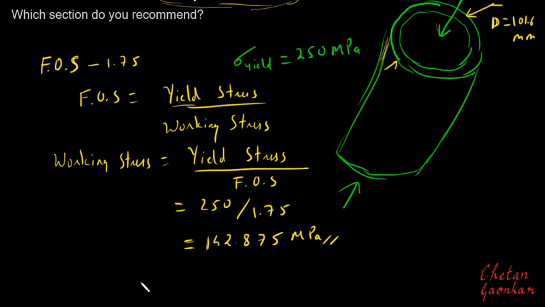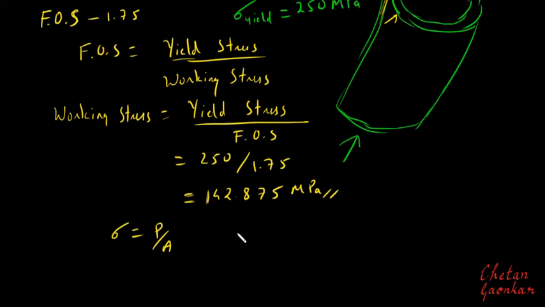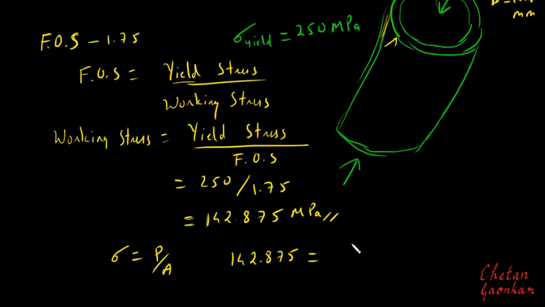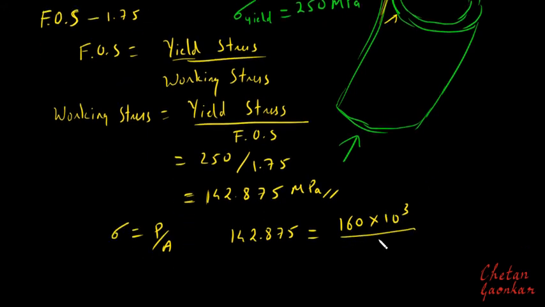In order to find area, we know that stress is P by A. Stress is force divided by area. So here the maximum stress which we can allow is 142.875. How much is the maximum load which will be applied? It is 160 kilonewton. Let me write it in newton. So it will be 160 multiplied by 10 to the power 3 divided by area. Now how much is the area? This is exactly what we need to find.